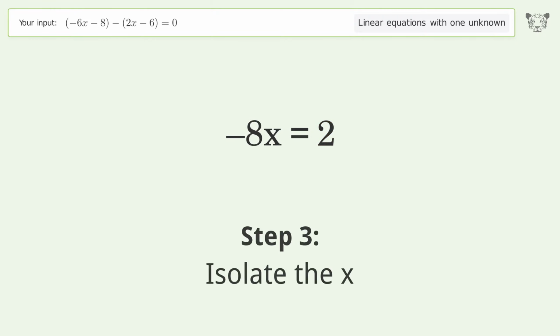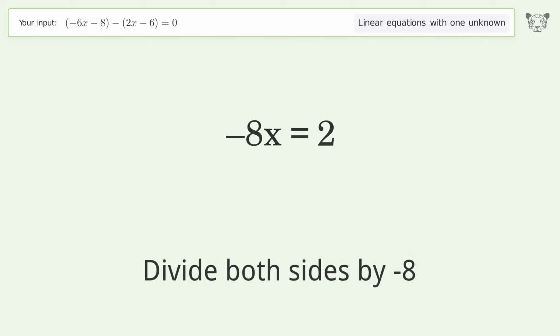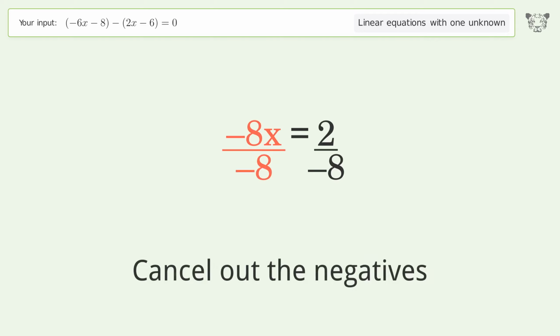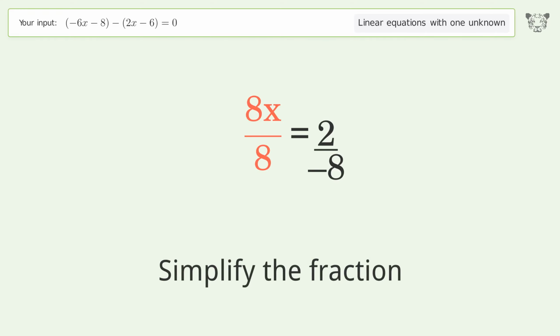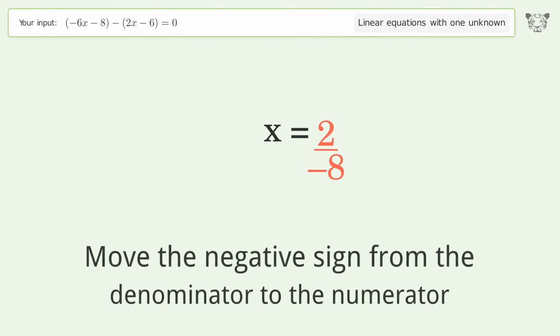Isolate the x. Divide both sides by -8. Cancel out the negatives. Simplify the fraction. Move the negative sign from the denominator to the numerator.